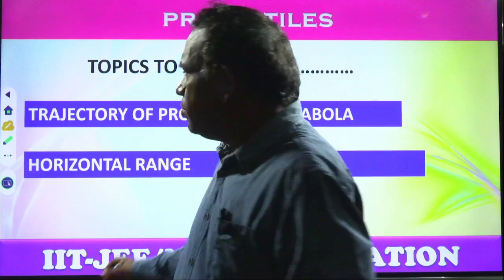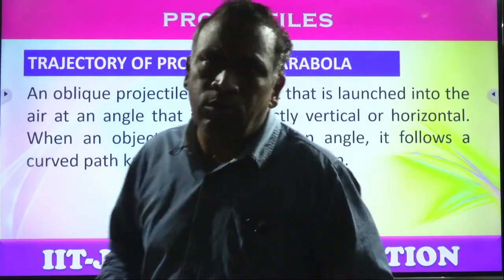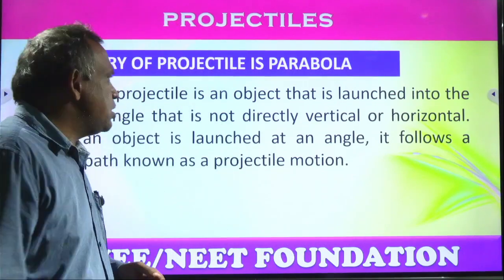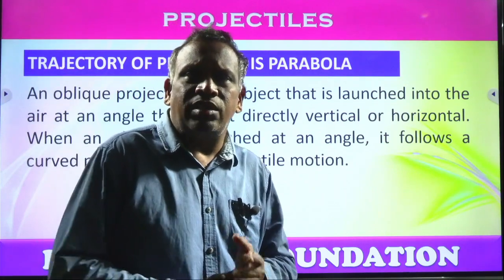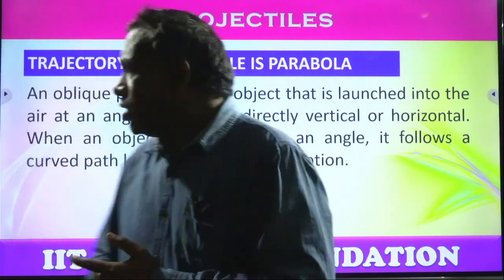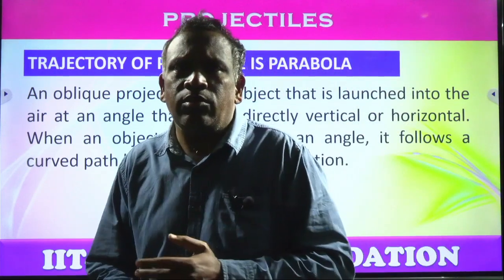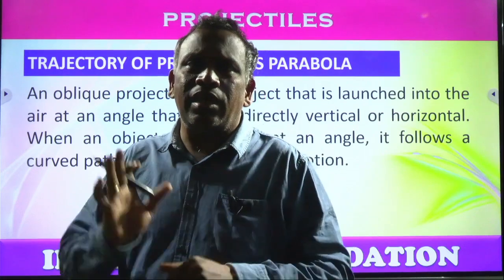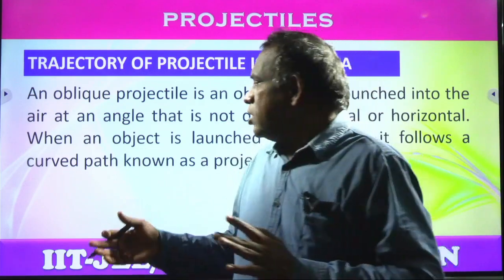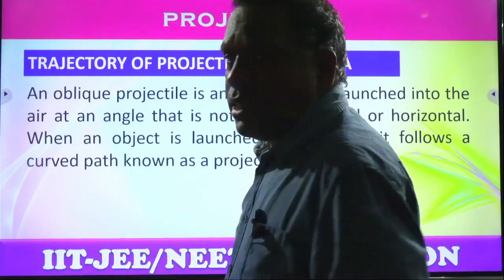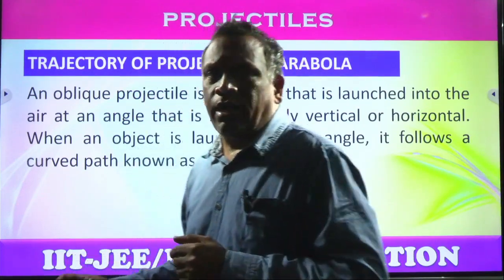First of all, the trajectory of a projectile is a parabola. How to derive this? An oblique projectile is an object launched into the air at a certain angle with the horizontal, which is not directly vertical and not directly horizontal. It is inclined, so if the body is projected at less than 90 degrees, we call it a projectile. The path traced by the projectile is called a parabola.